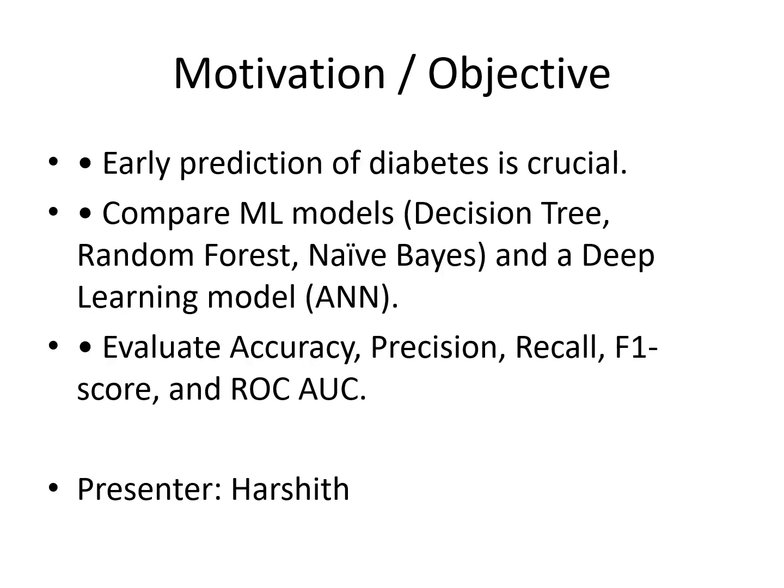So why did we choose this project? Early detection of diabetes plays a crucial role in preventing severe health complications. With the help of machine learning, we can identify individuals at higher risk based on common clinical measurements, even before symptoms appear. Our goal was to compare several classic machine learning algorithms, including decision tree, random forest, and Naive Bayes, with a deep learning model, specifically a multilayer perceptron or artificial neural network.